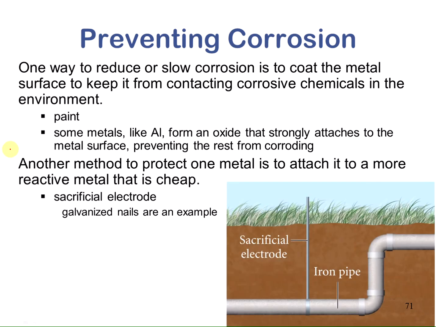The other way of preventing corrosion, so either you've got to protect it from happening, or you can protect one metal by attaching it to a more reactive metal that is cheap. So you can create a sacrificial electrode. And galvanized nails are actually an example. So here we have an iron pipe, and the iron pipe is made out of iron, and you don't want it to rust. So what they'll do is attach this sacrificial electrode that's made out of zinc. And the zinc is more reactive than the iron. So rather than the iron getting oxidized, the zinc gets oxidized first, and that saves the iron pipe. So that's pretty cool the way that it works.